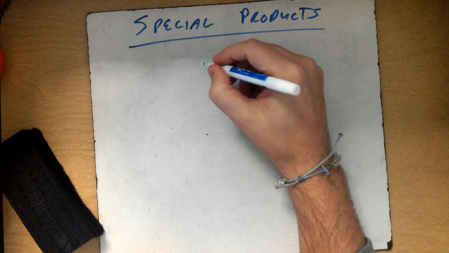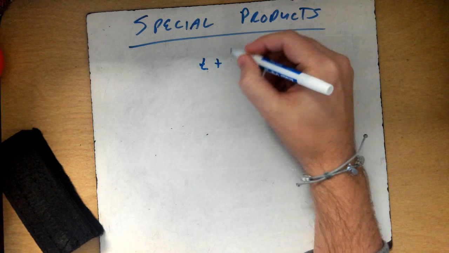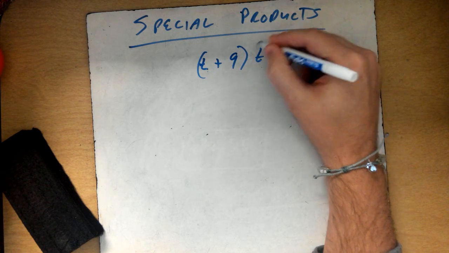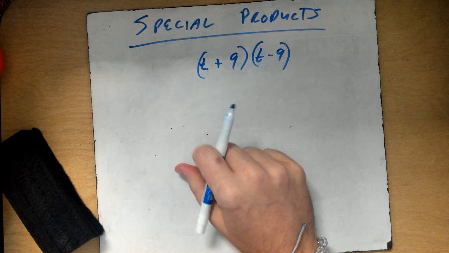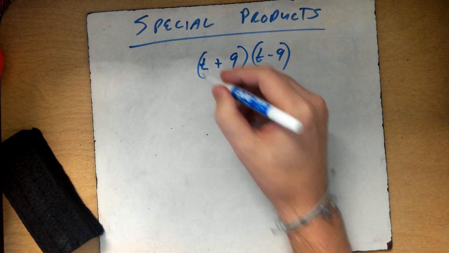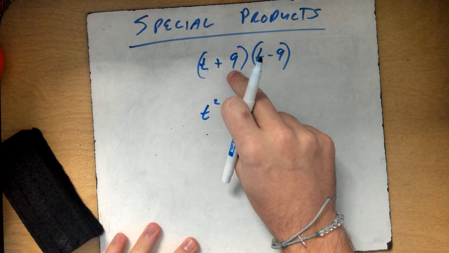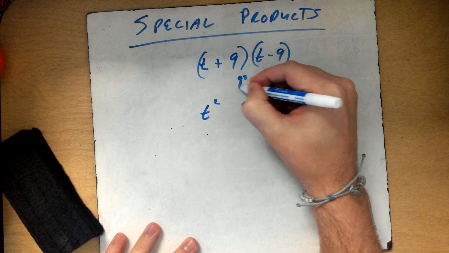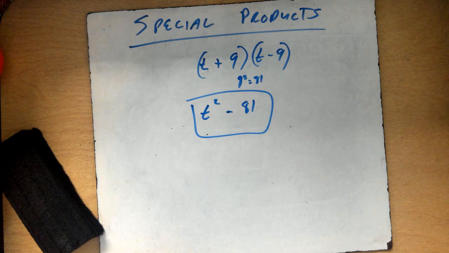Another example, real quick. T plus, I don't know, 9, T minus 9. Same thing. Got T's, got 9's. Different symbols in between, same thing. Square the first: T squared. Square the second one: 9 squared is 81. 81, minus in between. That's it. So simple.